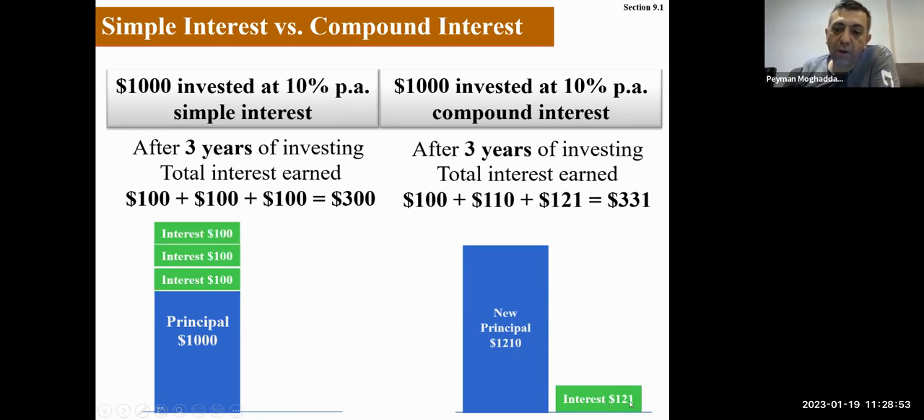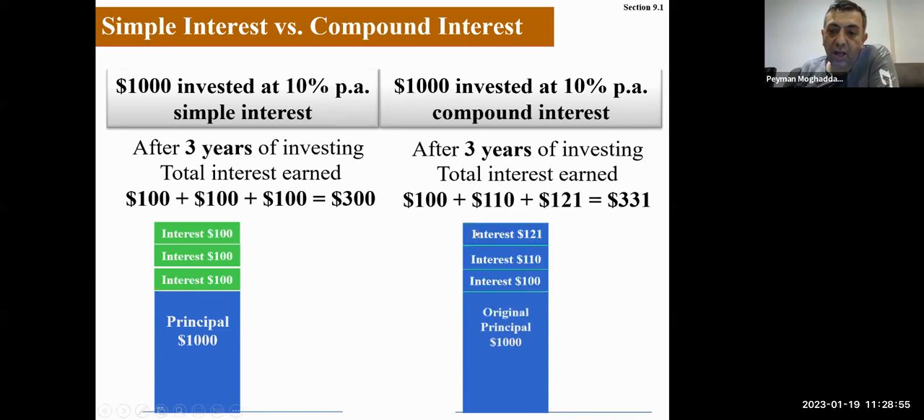It's $121. And then you add on this guy, and it's going to be the whole amount of the money, the maturity money, or the final value of the future value of your money. It's going to be the original plus interest for the first year, interest for the second year, interest for the third year. So the interest in this case is $331 rather than $300.